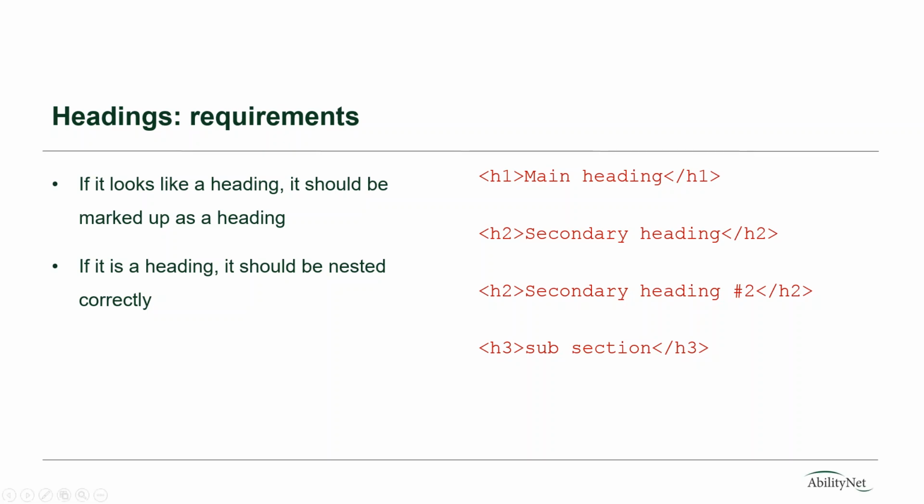So the key requirements, which I'll emphasize again: if it looks like a heading, it should be marked up as a heading. And if it's marked up as a heading, it should be nested correctly. You should be able to trace it all the way down from a heading level 1 at the top of the page, all the way down to the heading you're at in a progressive and logical sequence.